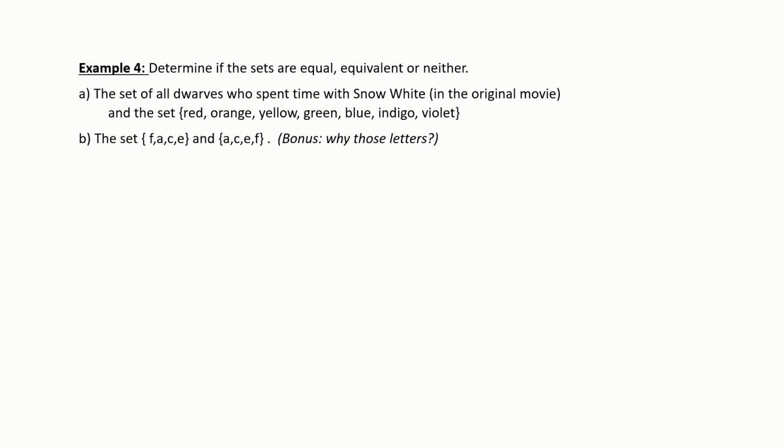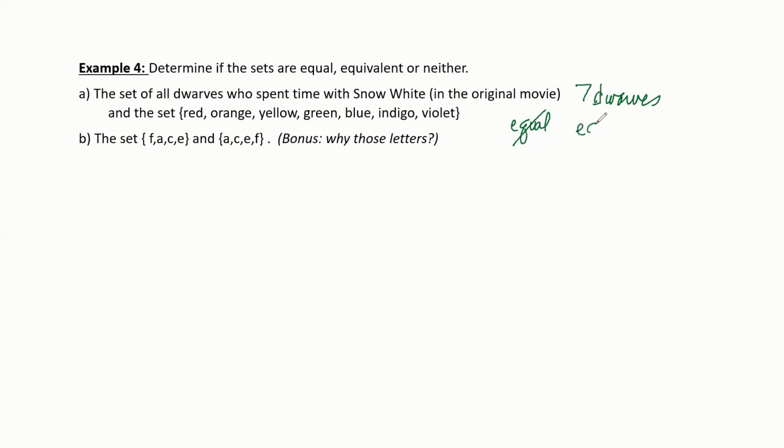Example 4, determine if the sets are equal, equivalent, or neither. In A, we have the set of all dwarfs who spend time with Snow White, also known as the 7 dwarfs. Google it, you'll find them. And the set red, orange, yellow, green, blue, indigo, violet. So they're clearly not equal. They have totally different things in them. So equal is out. So are they equivalent or not?